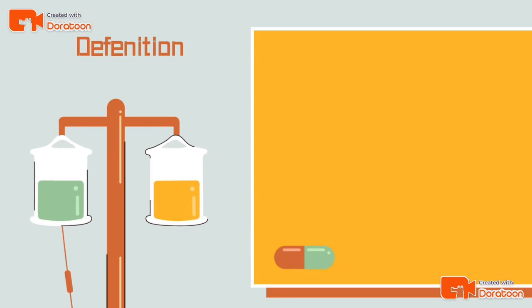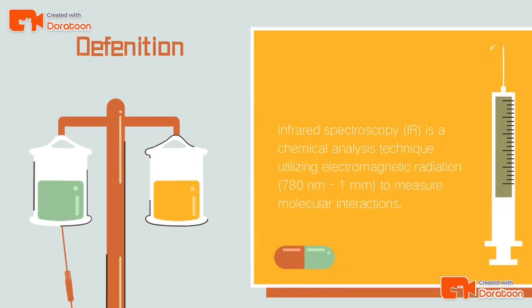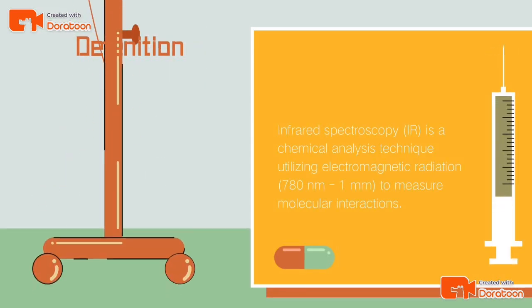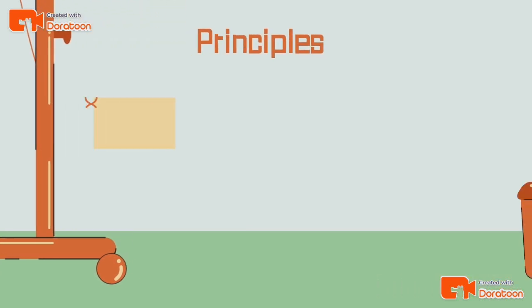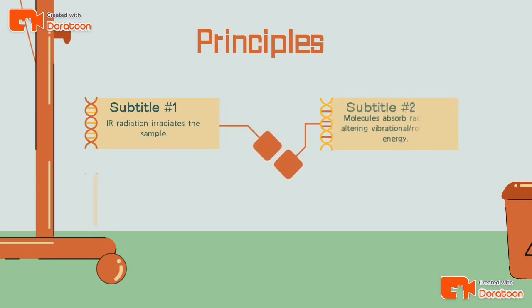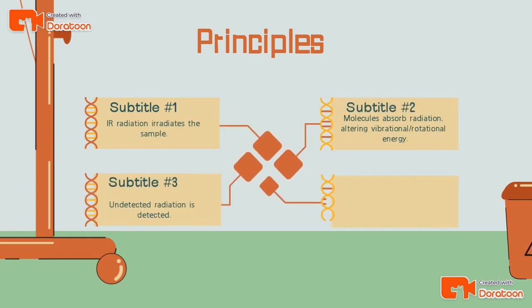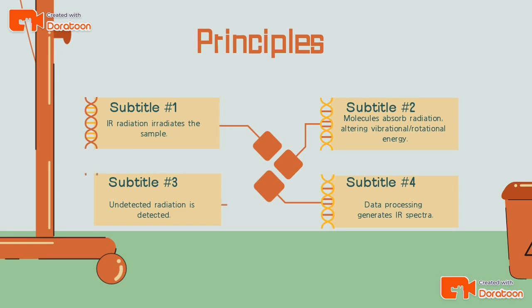Infrared spectroscopy is a chemical analysis technique utilizing electromagnetic radiation of 780 nm to 1 mm to measure molecular interactions. The principles of infrared spectroscopy are: 1. Radiation irradiates the sample. 2. Molecules absorb radiation, altering vibrational or rotational energy. 3. Unabsorbed radiation is detected. 4. Data processing generates the IR spectrum.